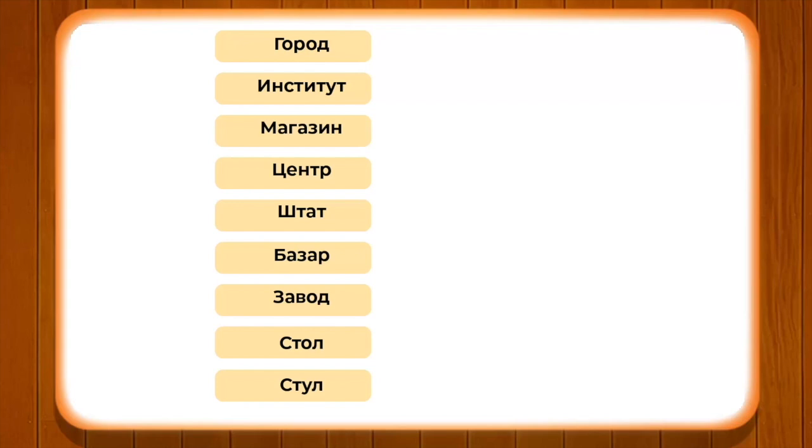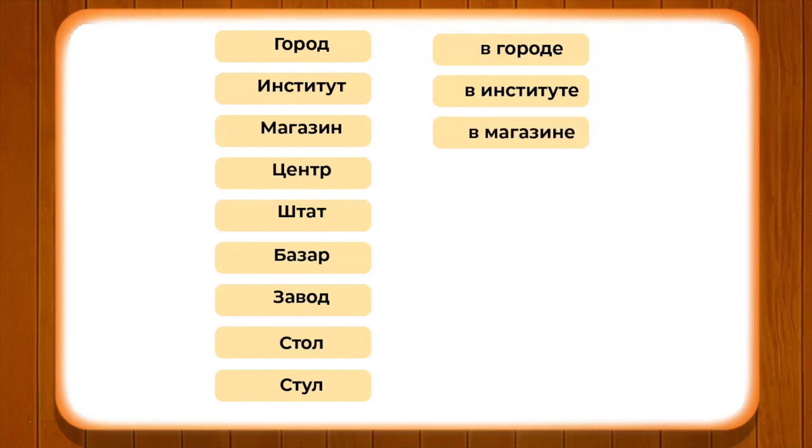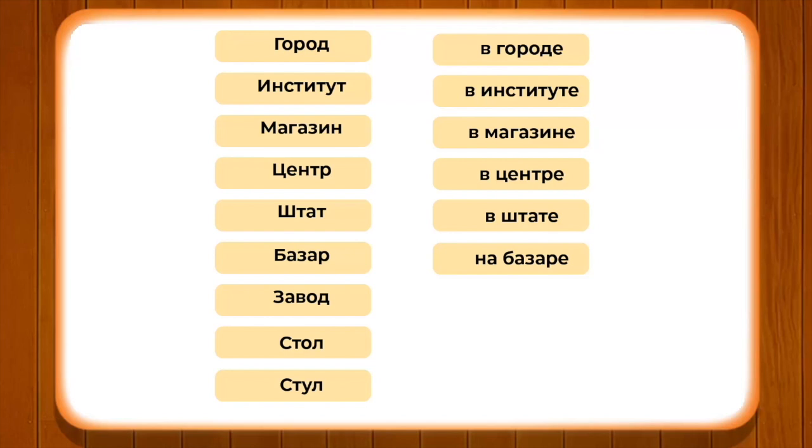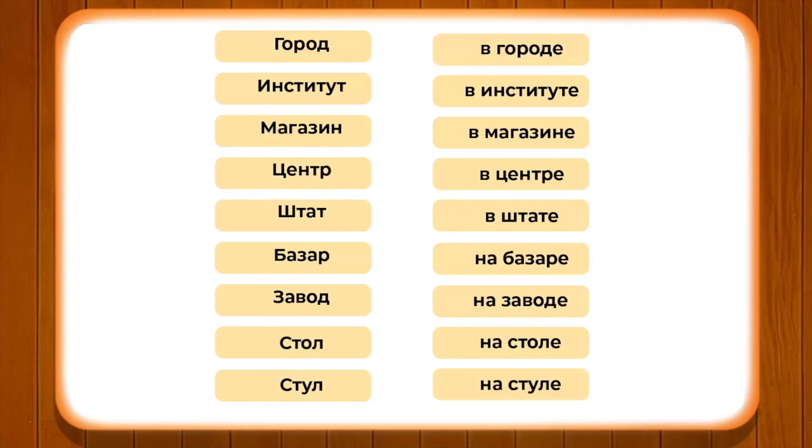How? Now let's see. Город, masculine, singular, changes into в городе. Институт, again masculine, singular, в институте. Магазин, в магазине. Центр, в центре. Штат, в штате. Базар, на базаре. So in this particular case, базар, which means market or bazaar, changes into на базаре, at the bazaar. Завод, на заводе, means at the factory or at the plant. Стол, на столе, the table.